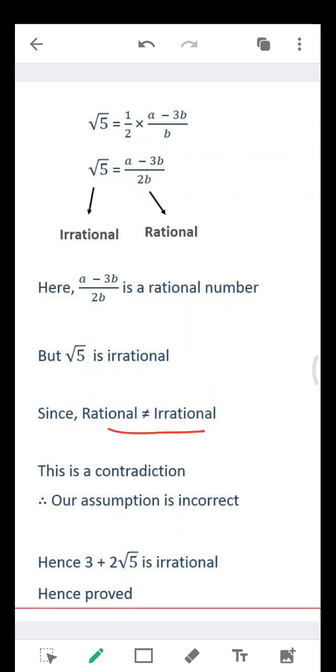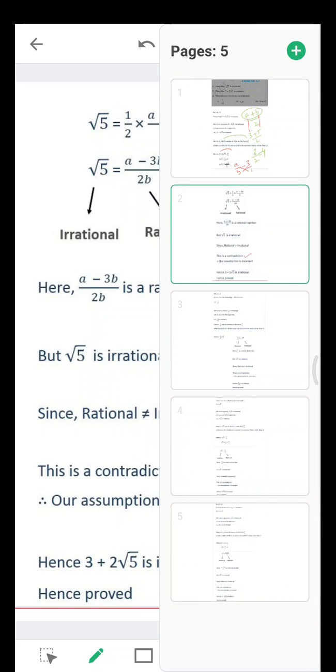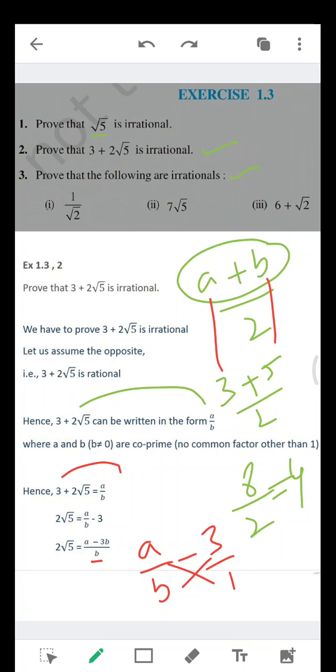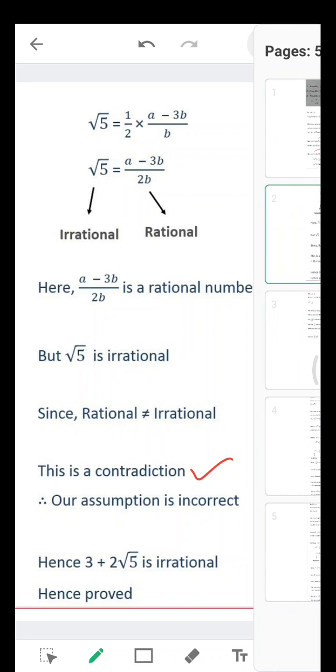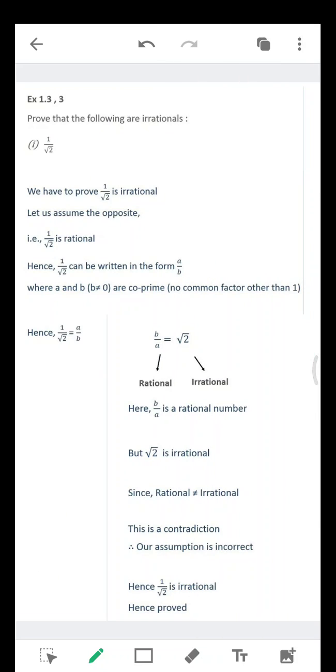Okay, so rational can never be equal to irrational. So this is a contradiction, which means our assumption is wrong. Yesterday I said we assume the opposite way, and we have done the same thing here also. So this is a contradiction, our assumption is incorrect, hence 3 plus 2 root 5 is an irrational number. This is the way we have to proceed with the next question also.